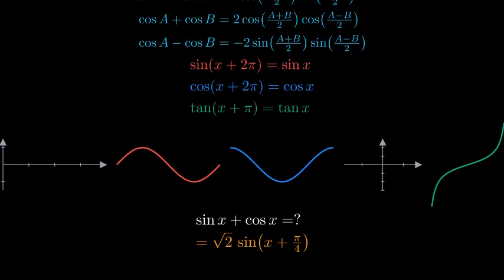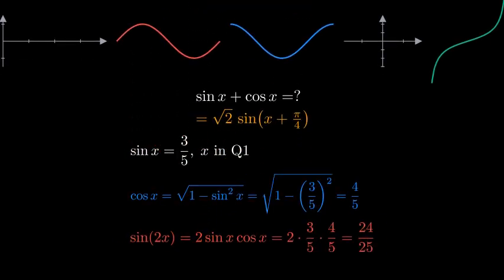Quick example 2. If sine x equals 3 over 5, and x is in quadrant 1, find sine of 2x. We first find cosine x equals 4 over 5 from the Pythagorean identity. Then sine of 2x equals 2 sine x cosine x equals 24 over 25.